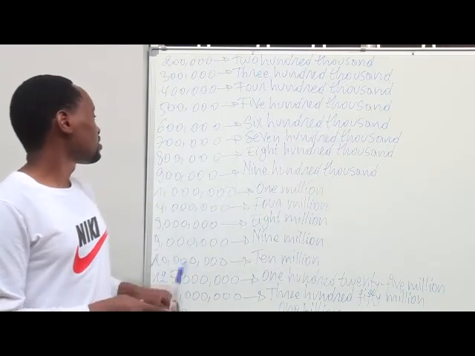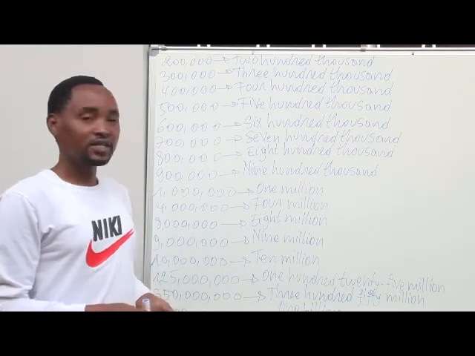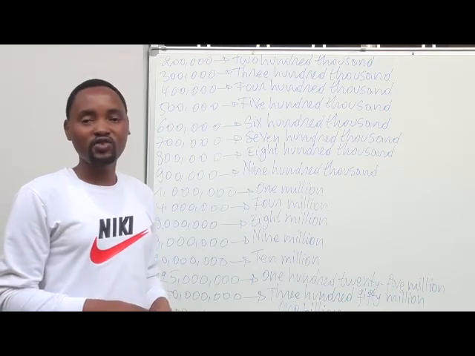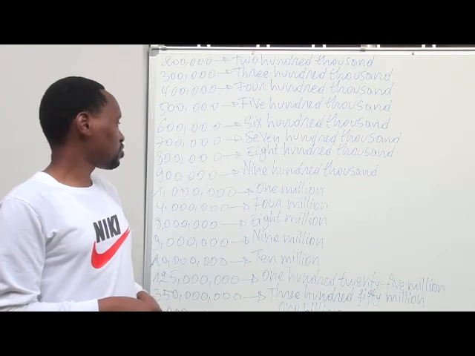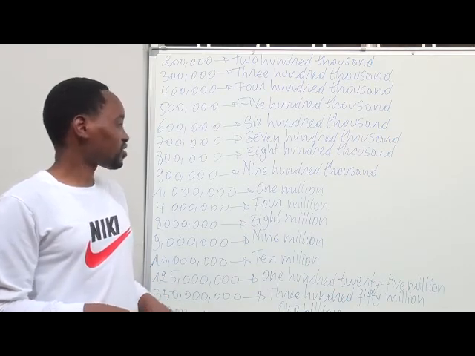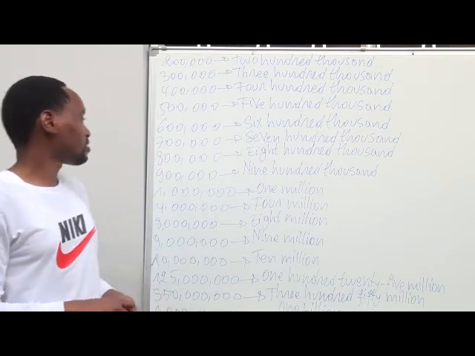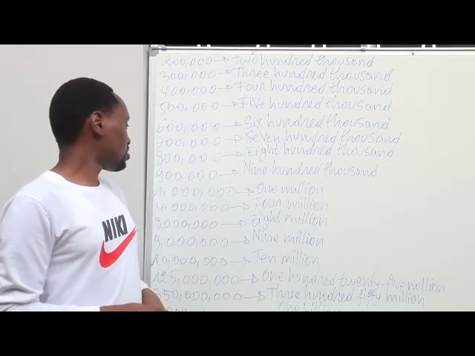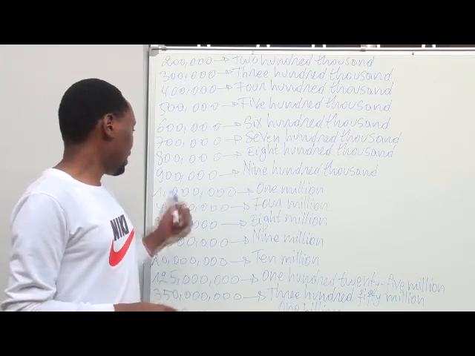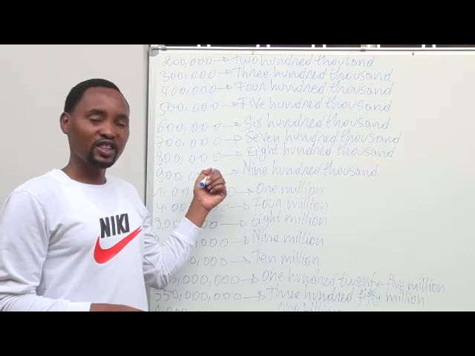600,000. 7 and 2 zeros, 3 zeros. We will read 7 and 2 zeros, we say 100, and 3 zeros, we say 1,000. So here it's going to be 700,000. Here we have 8, and 2 zeros, 3 zeros. 8 and 2 zeros, 100, 3 zeros, 1,000.